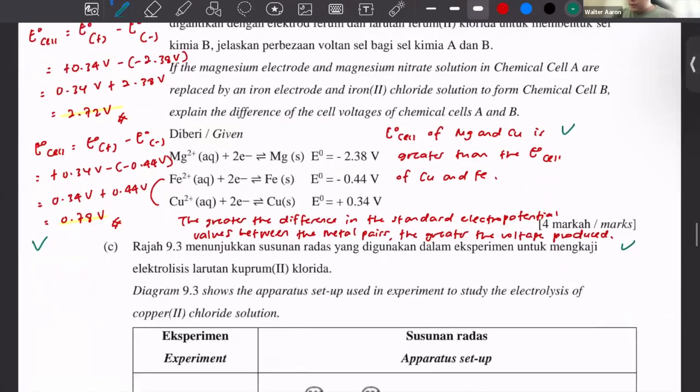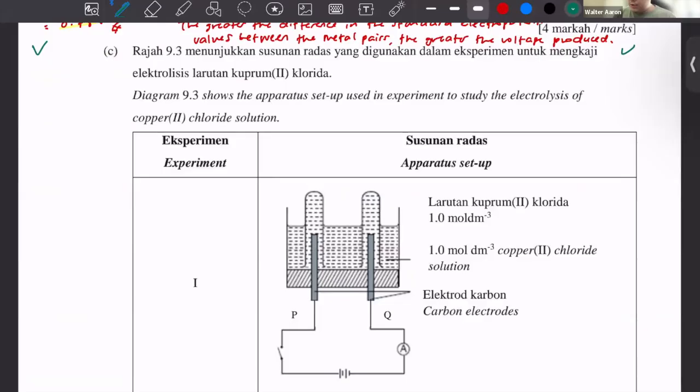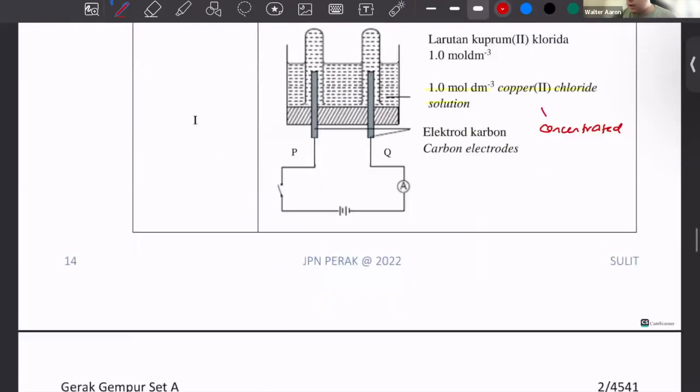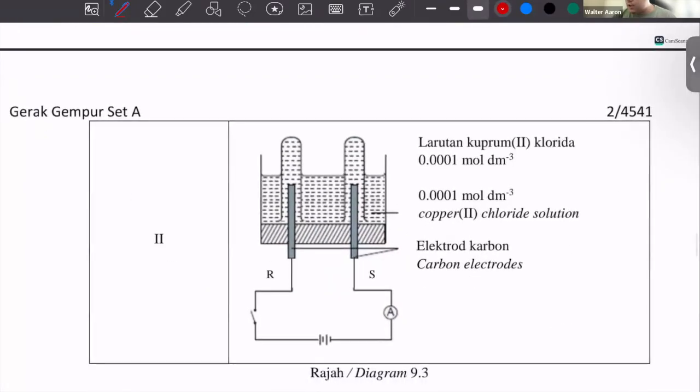Okay, let's go on to C. Diagram 9.3 shows the apparatus setup used in an experiment to study the electrolysis of copper 2 chloride solution. So we have the first one, which is electrode P and Q, which are carbon electrodes. And the solution used over here will be 1.0 mole per dm cube of copper 2 chloride solution. We regard this as a concentrated solution. So anything that is 1.0 mole per dm cube and above, we will consider that as a concentrated solution.